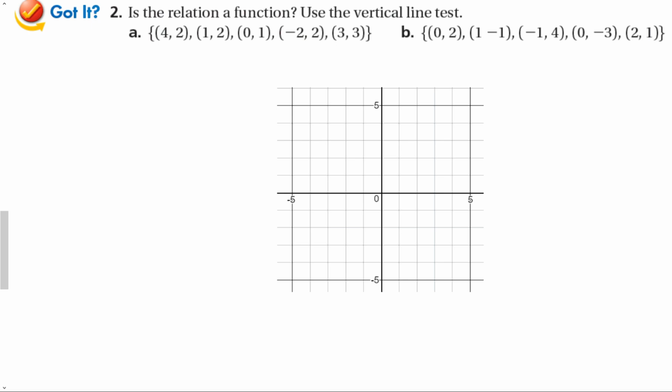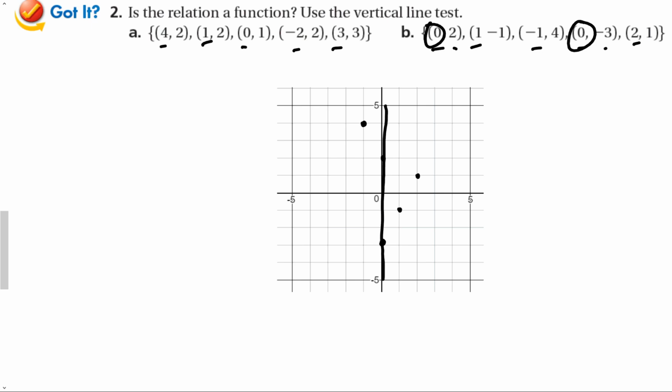Okay? So let's clear this off and look at the second one. So 0, 2, 1, negative 1, negative 1, 4, 0, negative 3, and 2, 1. And now with my vertical line, I can clearly see that this line hits those two points. So this one is not a function. And a shortcut, when we have data, is to just look at the x values, and we could see that 0 repeats itself with 2 different values. This is not a function.